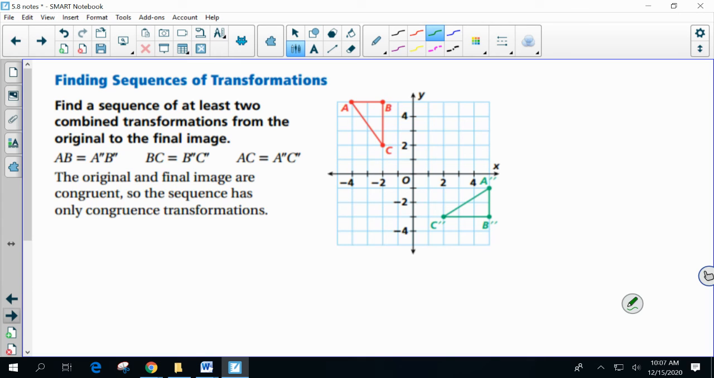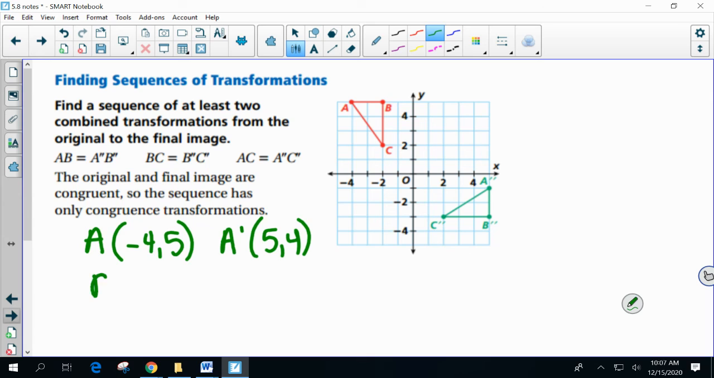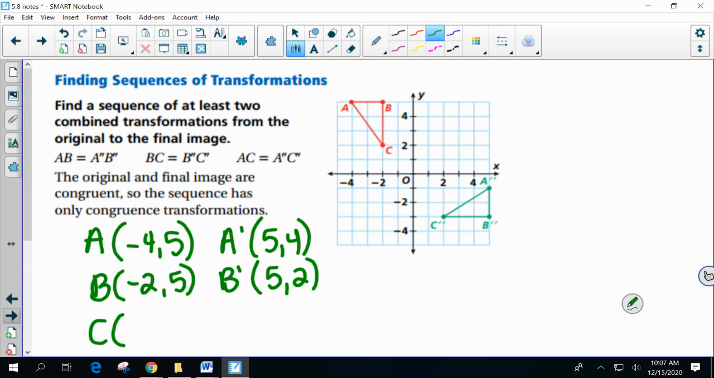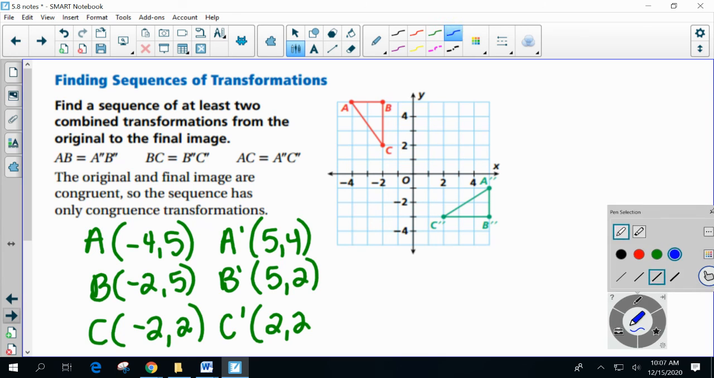Okay, so A is -4, 5. So we're gonna take x times -1 and then flip flop. So that'd be 5, 4. So now let's look at B. B is -2, 5. So same thing, x times -1 and then flip it. 5, 2. And then C is -2, 2. So C prime would be 2, 2. So let's graph that and see what it looks like.